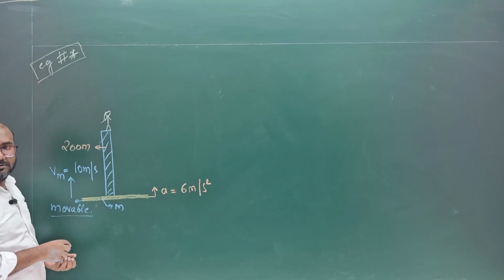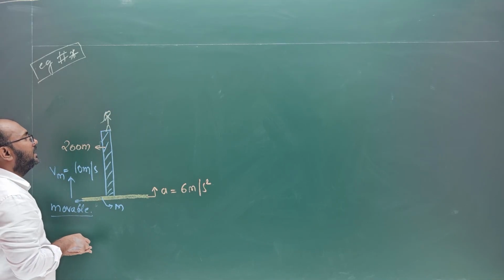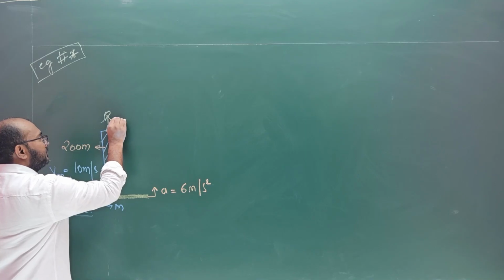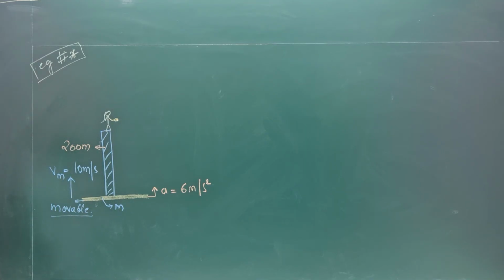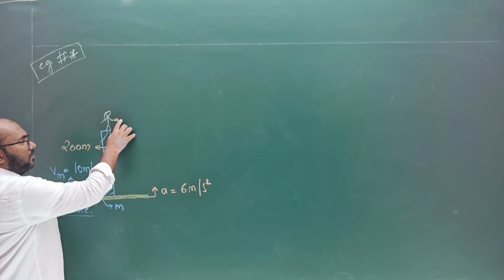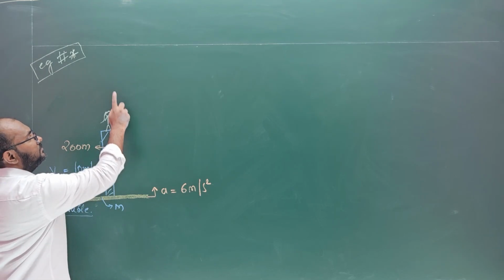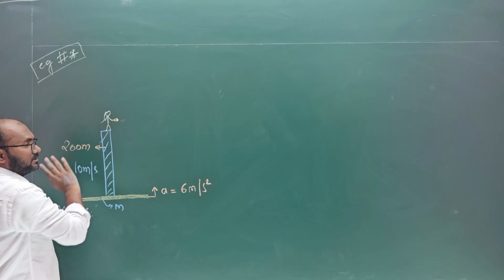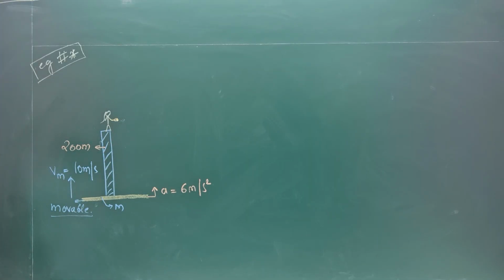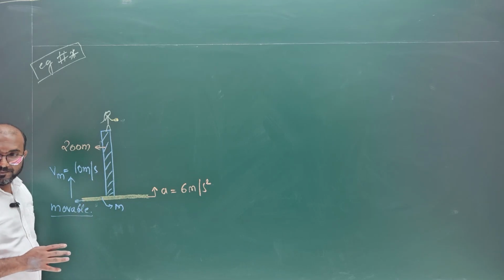Okay. One girl is standing and she is holding an object in her hand. We can do three scenarios. Either the object is being dropped, or the object is thrown in the upward direction, or the object is thrown in the downward direction. Three options. They can ask you to find out the time period when it hits the surface, this surface.